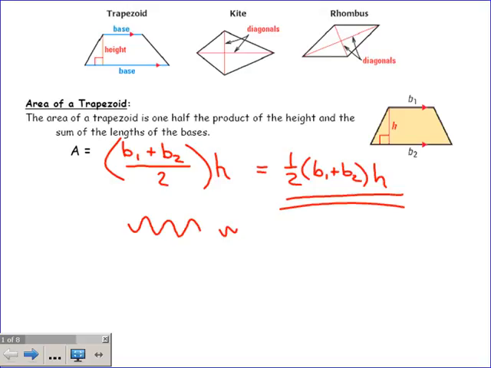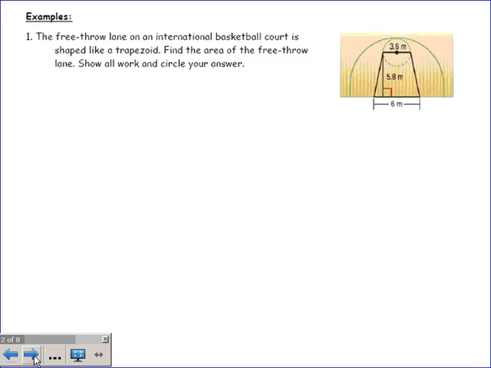Is that much different than what we did before? The only difference here? No, average of the bases means divide by 2. Okay. So there's two bases, we have to find the average of them.